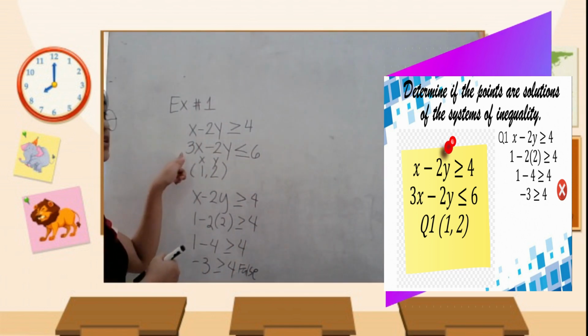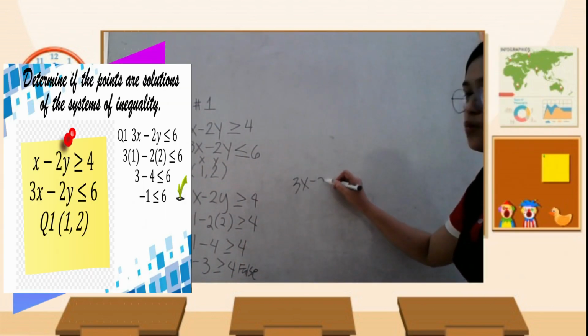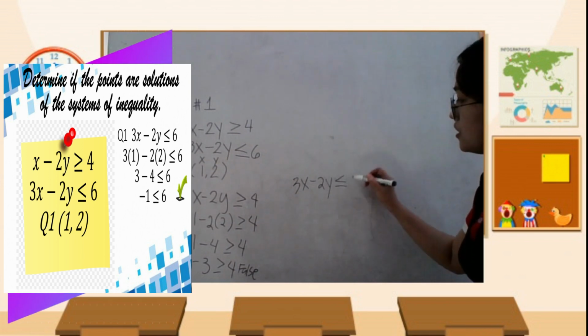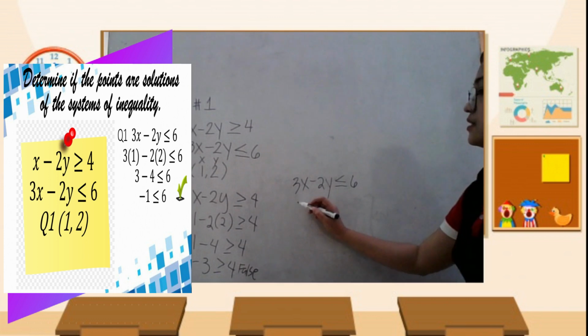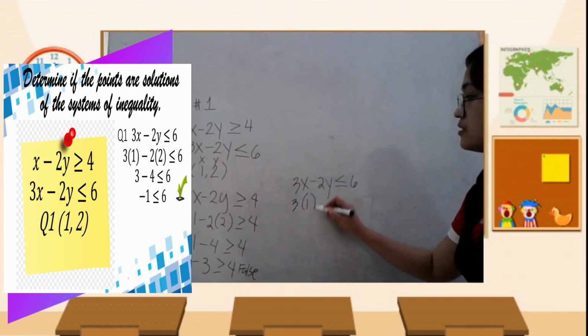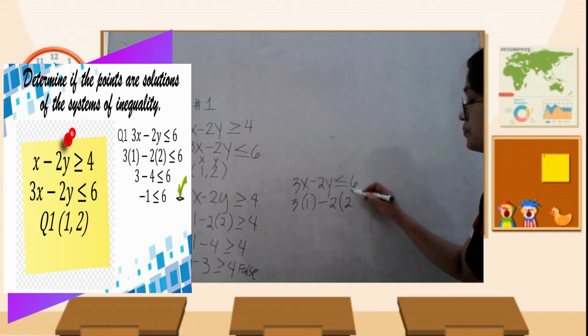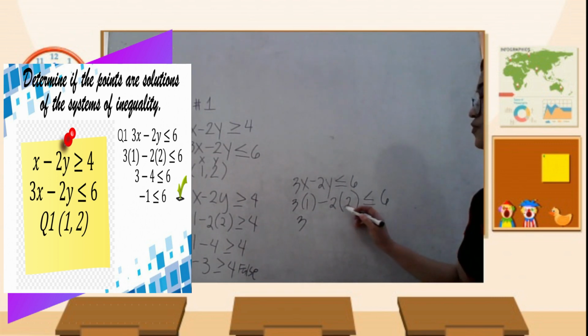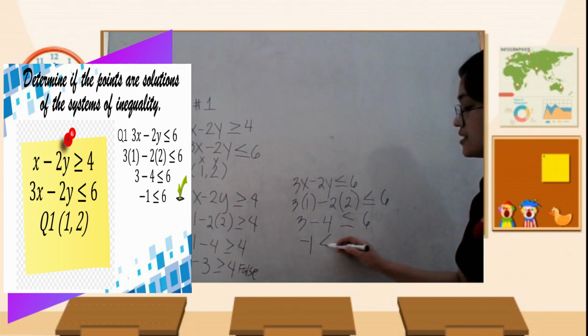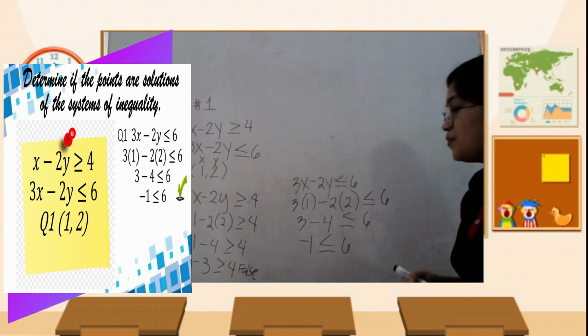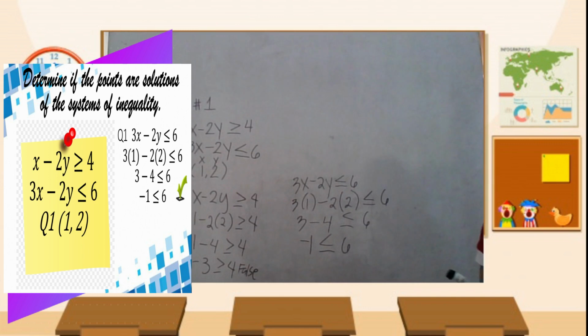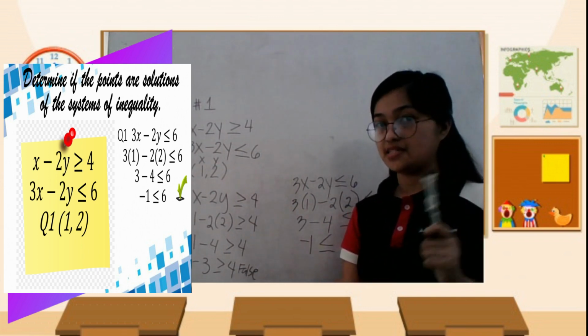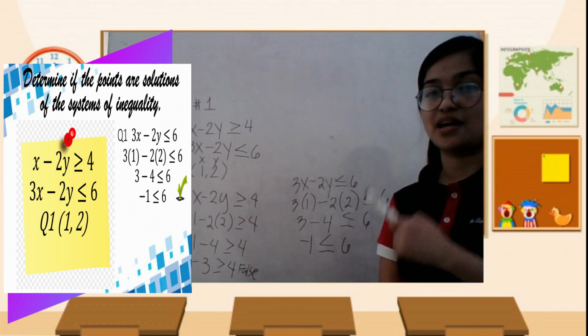How about the second given? We have 3x minus 2y is less than or equal to 6. Then 3 times the x, again 1, minus 2 times the y, 2, is less than or equal to 6. 3 times 1 is 3 and negative 2 times 2 is negative 4, less than or equal to 6. 3 minus 4 would be negative 1, less than or equal to 6. Negative 1 is less than or equal to 6. Is it correct? Yes, because negative 1 is really lower than positive 6.